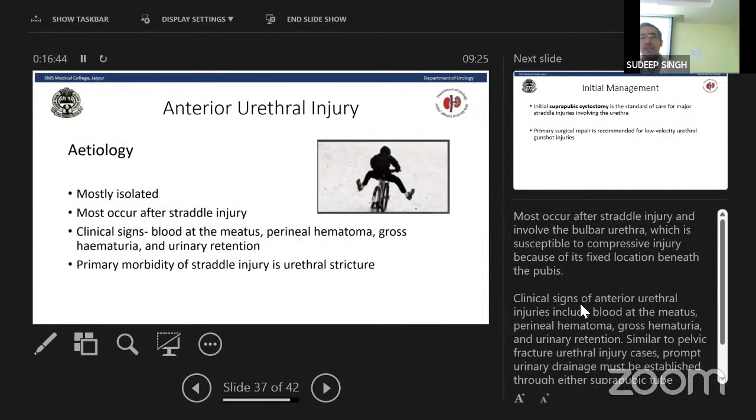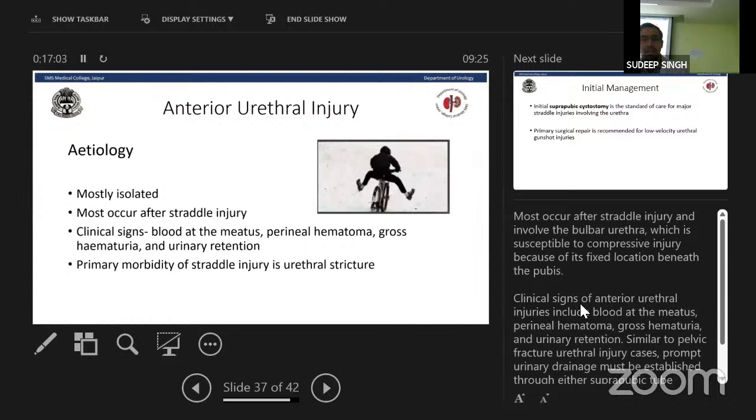Now coming to the anterior urethral injuries. They are mostly isolated, and they mostly occur after a straddle injury. It involves the bulbar urethra, which is more susceptible to compressive injury because it has a fixed location just beneath the pubis.